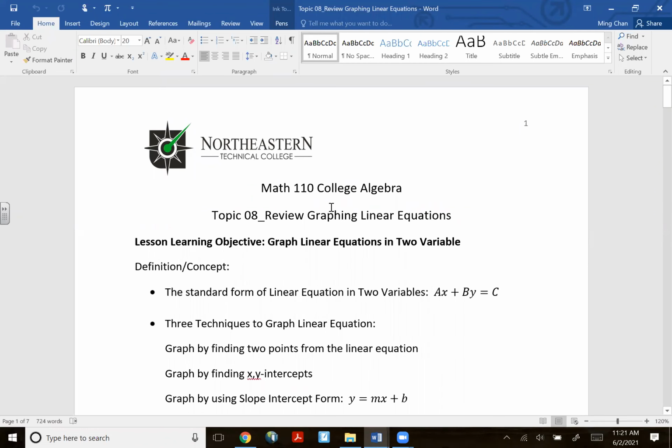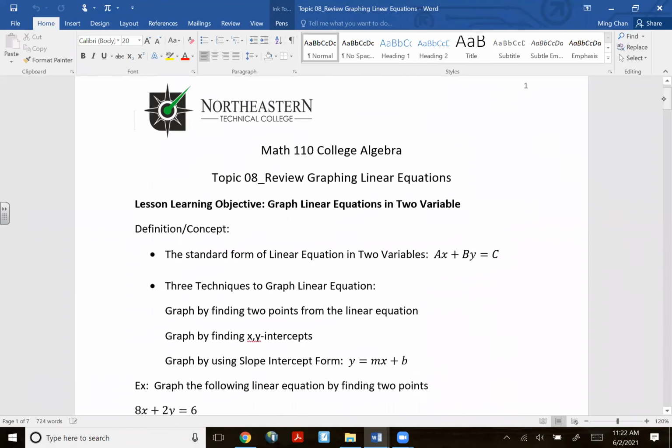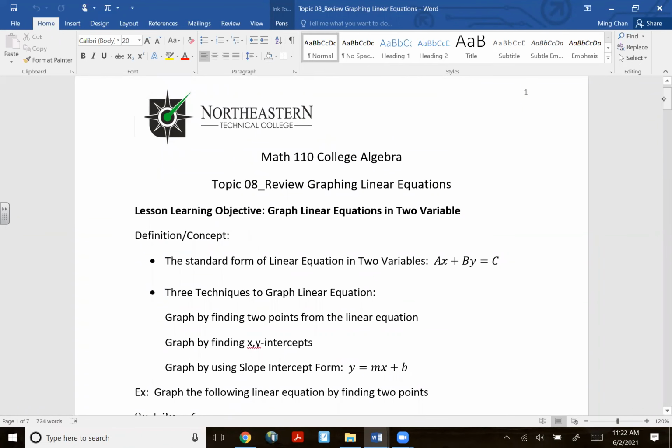All right. Topic number 8, review graphing linear equations. So I'm going to show you how to plot points and graph here. The standard form for a linear equation in two variables is ax plus by equal to c. This is called the standard form. All right, there are basically three techniques on how to graph linear equations.